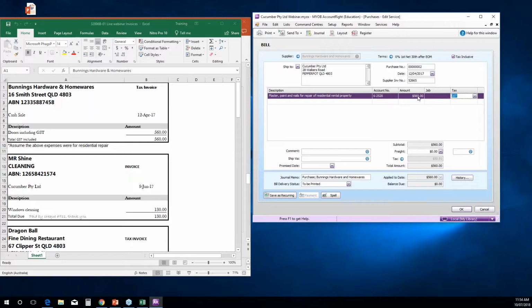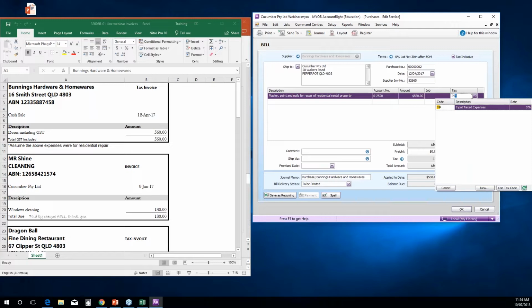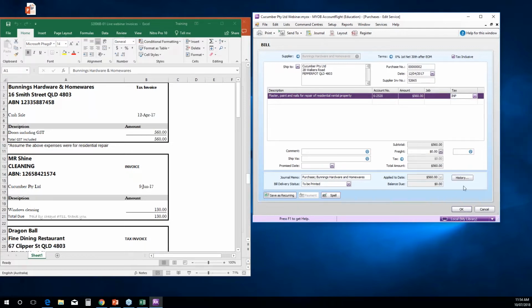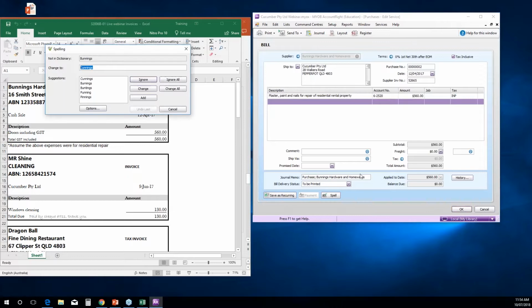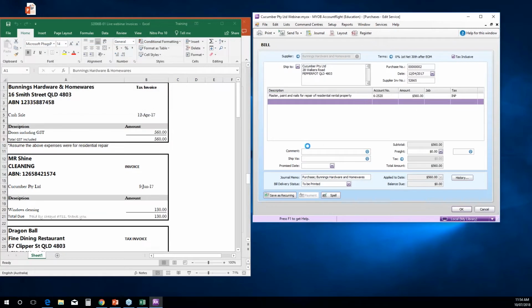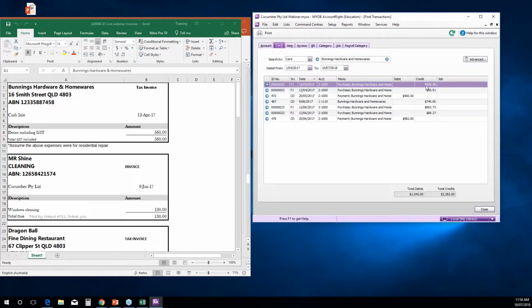So first of all, I have this 560, which is 12th of April, and it says residential repair, and it says residential rental property. Aha, tax cannot be claimed, unfortunately. So I'm going to change it to INP, which is input tax expenses, and okay. Ignore that. Okay, so it has been changed.